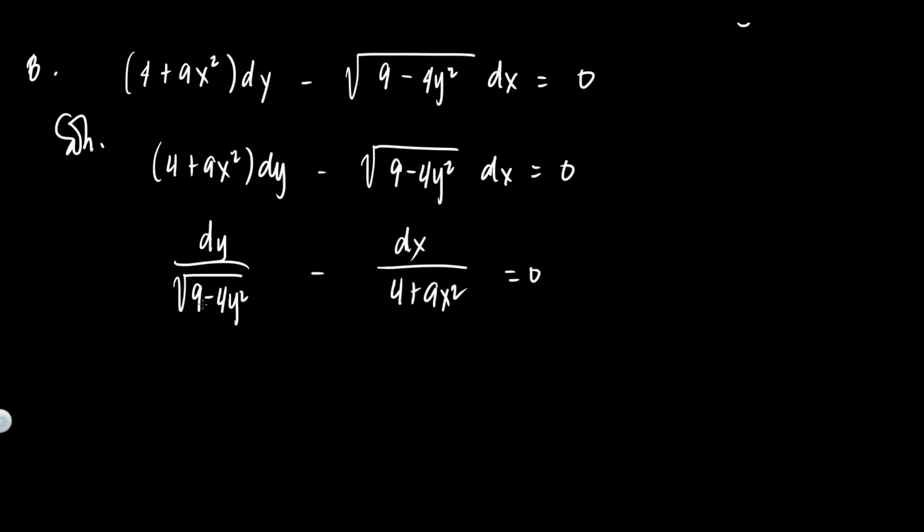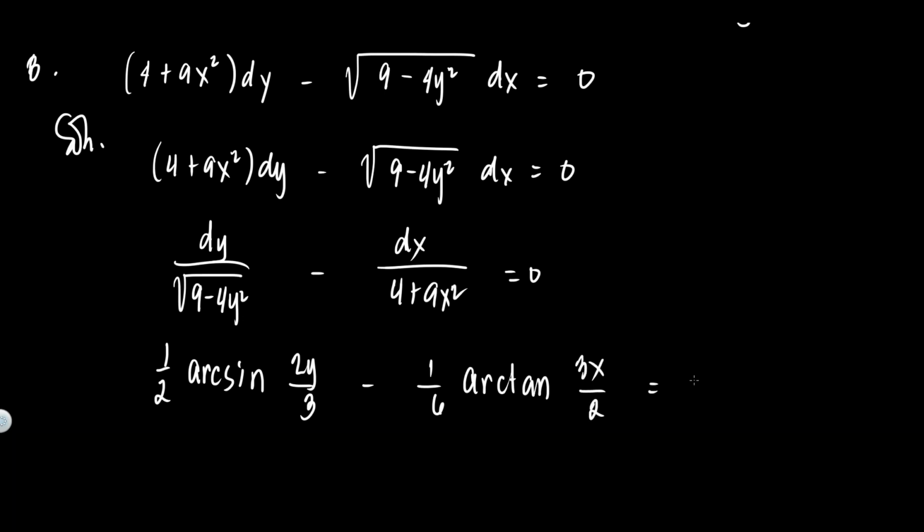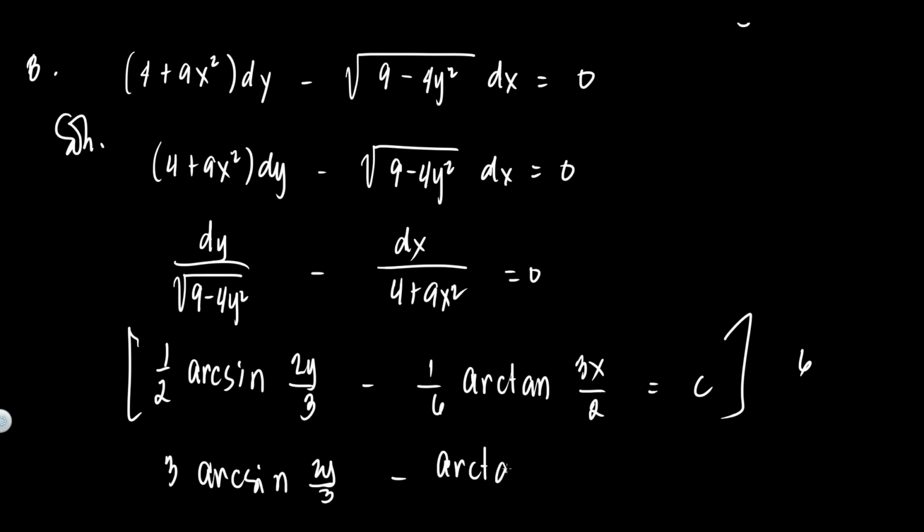Integrate. So, we have here, meron tayong factor dito. So, 1/2 arc sine of 2y over 3. Yung isa naman is 1/2, then 1/3, so 1/6 minus 1/6 arc tangent of 3x over 2 equals c. Okay? So, multiply everything by what? 6. So, we have 3 arc sine of 2y over 3 minus arc tangent of 3x over 2 equals 6c. Still a constant. So, c na lang. Okay? So, this is the general solution. So, madali lang din yung number 8.